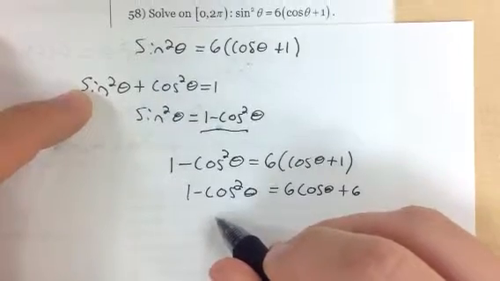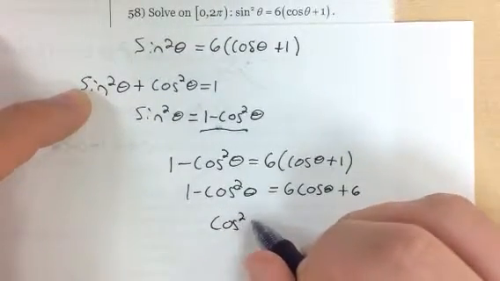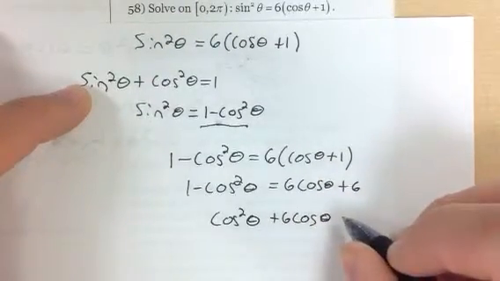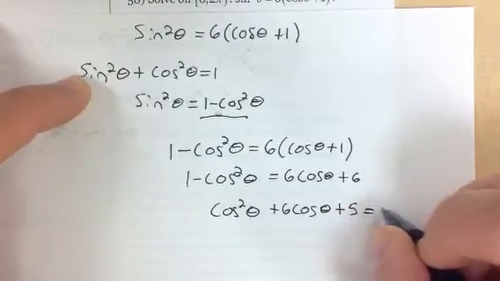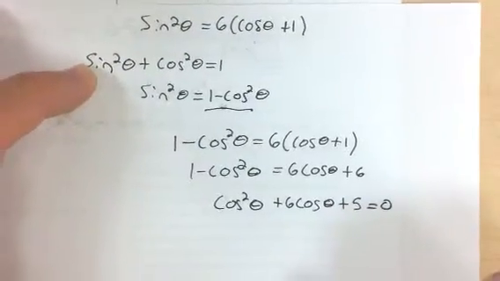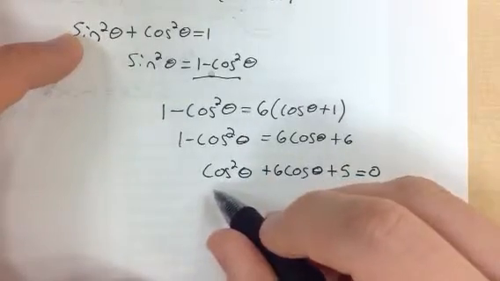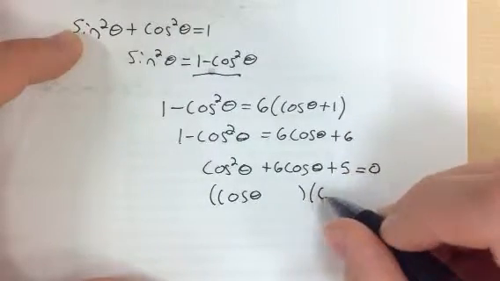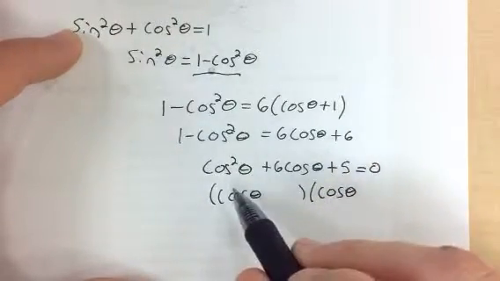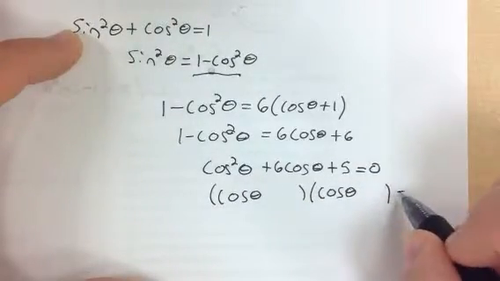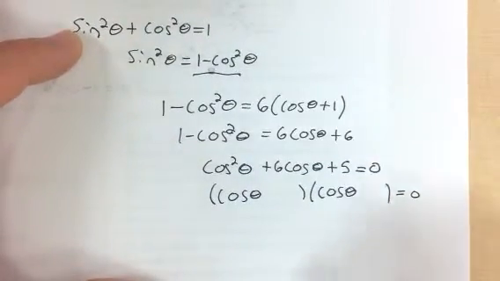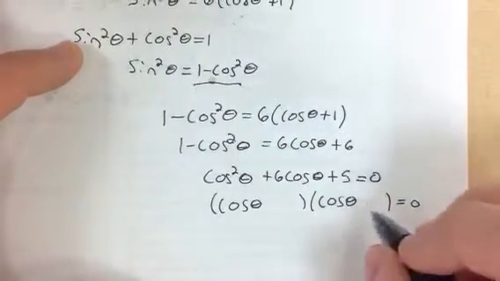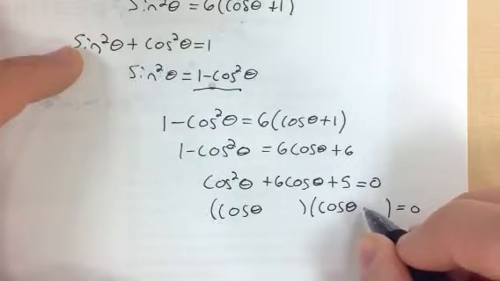And you're left with cosine squared theta plus 6 cosine theta plus 5 equals 0. And now you're going to factor it. So cosine theta and cosine theta, because it's cosine squared theta, and it all equals 0. And you have to have two factors of 5 that add up to 6. So the factors that would add up to 6 would be 5 and 1.